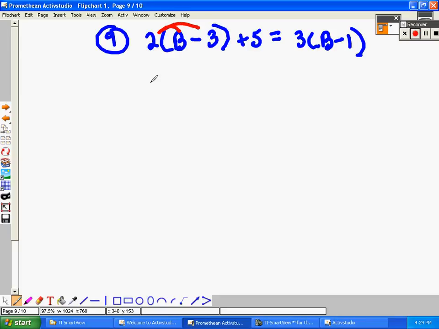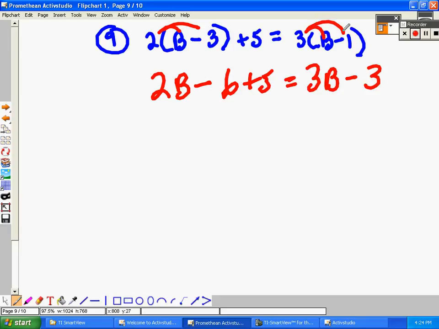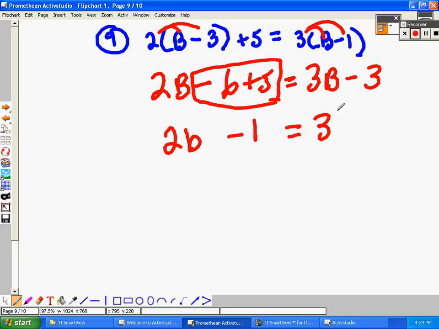I got to distribute 2b minus 6 plus 5 is equal to 3b minus 3, which is when I distribute 3. Don't forget, folks, just in that last problem, we have things we can combine, and we got to do that first. So those combine to -1. I'm left with 2b minus 1 equals 3b minus 3.